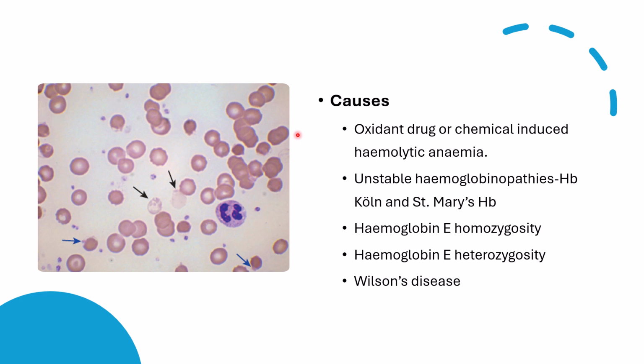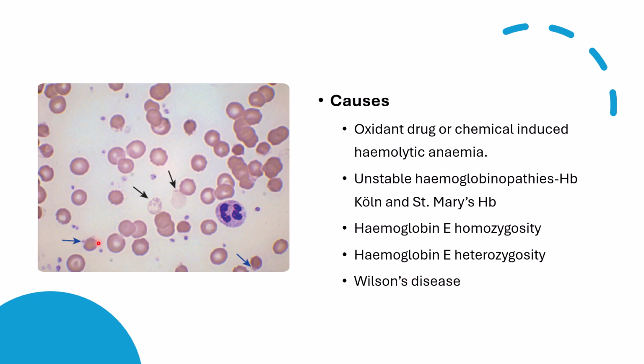So what are the causes of having these irregularly contracted cells? It can be due to oxidant drugs or chemical induced hemolytic anemia, unstable hemoglobinopathies like hemoglobin C and St. Mary's hemoglobin, hemoglobin E homozygosity, and rarely hemoglobin E heterozygosity, and copper induced Wilson disease, in which, due to liver toxicity, the RBCs get destroyed by the liver.